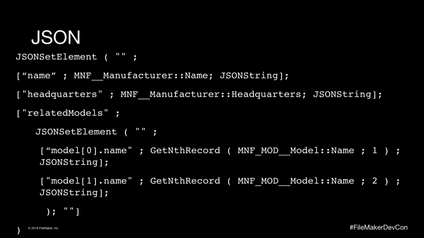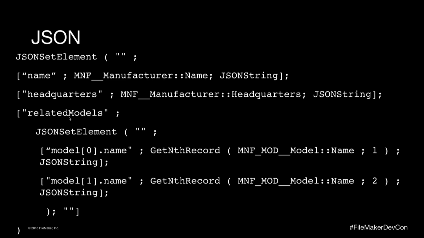The next option here we have is JSON. All right, so JSON, thanks to FileMaker 16 and above, we now have these native JSON functions. And essentially what JSON is, is name-value pairs. So here's my name and here's my value, and I can pass in the data type as well. I can explicitly state what data type I want it to be. And so here's my name for headquarters and here's my value.